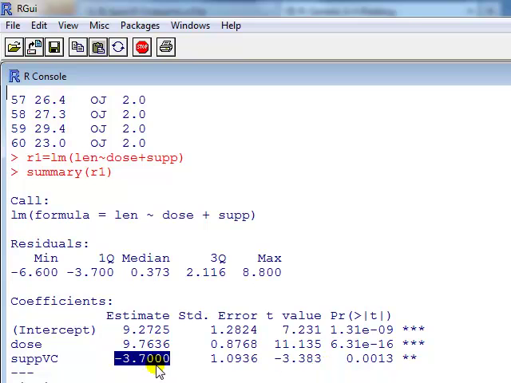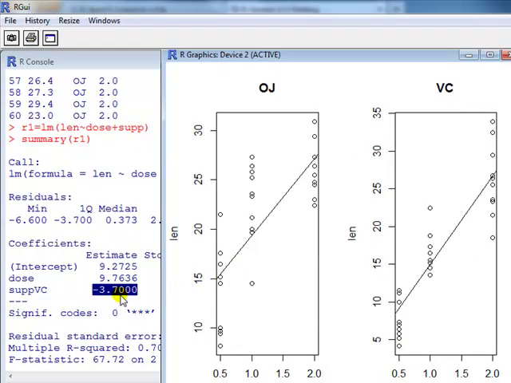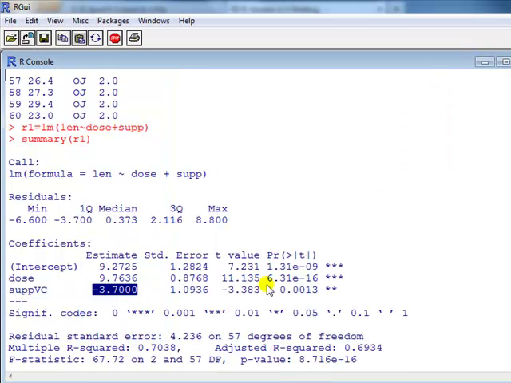So the way we interpret this figure here is that the intercept, if you're in the VC group, is lower than for OJ by 3.7. So if we look back at our picture, it's saying that the intercept for VC is lower than for OJ by about 3.7. Is it significant?